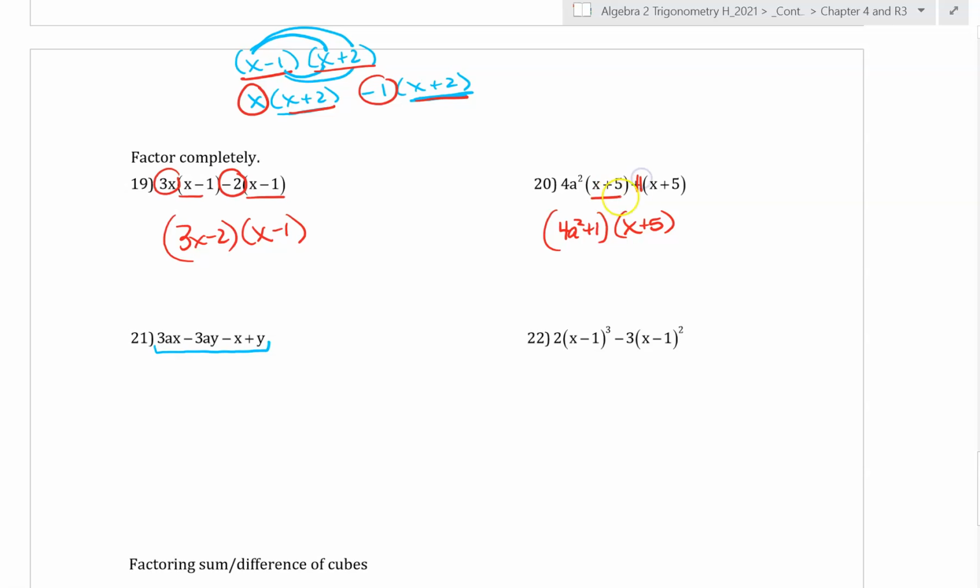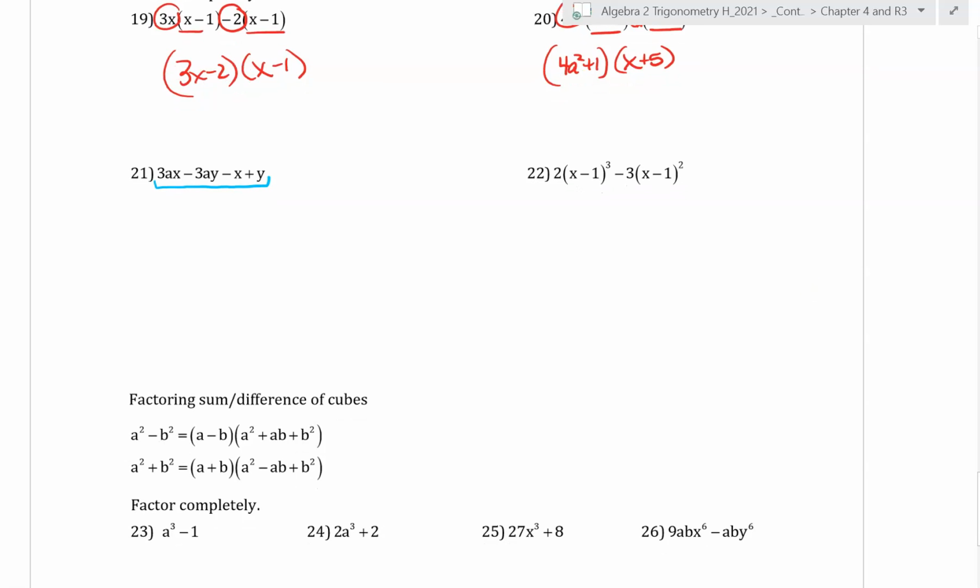So notice I have the same, right? x plus 5 and x plus 5, so that's one of my binomials. I have 4a squared plus one of them. There you go. Okay, so now for 21, let's say that we're starting at the very beginning.